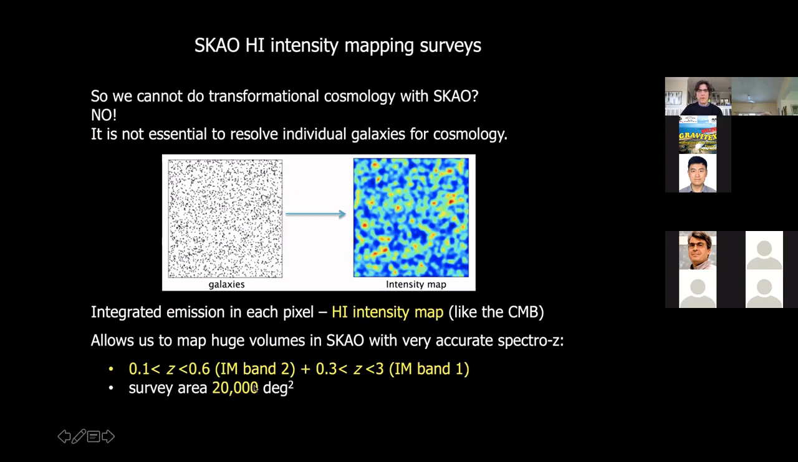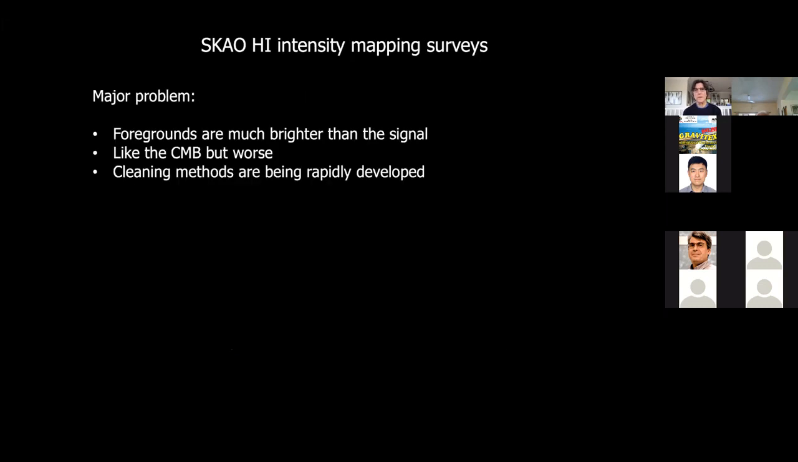And in the Red Book, we've shown that with the high frequency band, i.e. low redshift from 0.1 to 0.6, and the low frequency band 1, the higher redshifts from 0.3 to 3, we would cover a huge volume, a huge range of redshifts. And given that the sky area proposed is 20,000 square degrees, that is the biggest volume proposed for next generation spectroscopic surveys by a long shot. But of course, there is a catch.